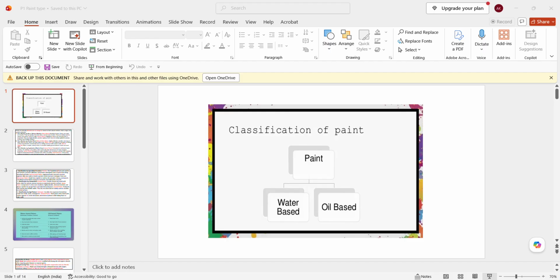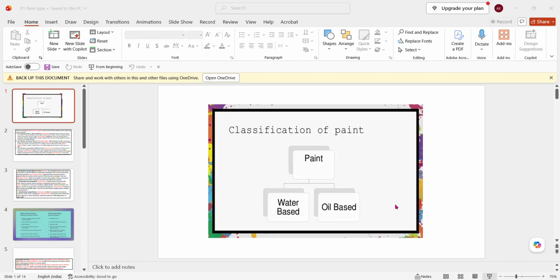Friends, today we are going to discuss the different types of paints, the classification of paints. The main classification of paints is two types, that is water-based and oil-based.